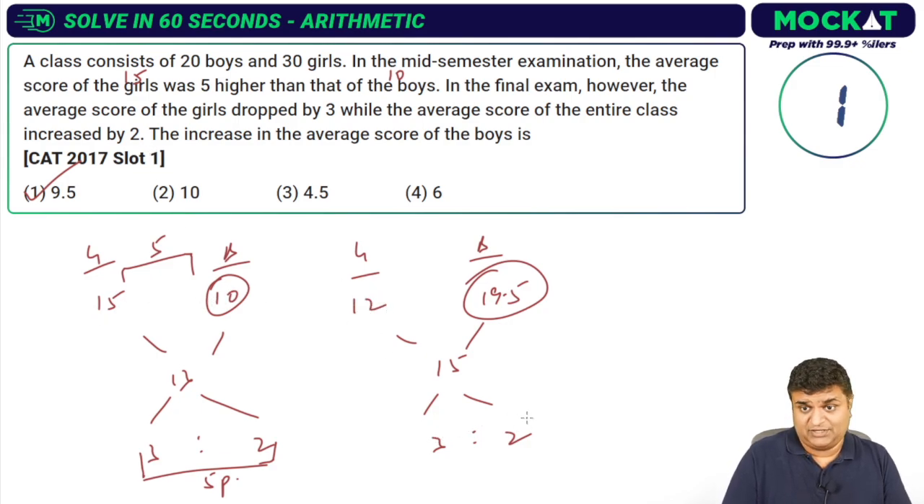Same ratio, girls and boys, no change over there. What's the average score of the boys? The difference over here, 15 minus 12, is 3. If 3 is 2 parts, each part is 1.5, right? So this difference over here is 3. If 3 is 2 parts, you have to look at the diagonal, right? Allegations. Each part is 1.5. This has to go up by 3 into 1.5, 4.5. So 15 plus 4.5 is 19.5. 10 to 19.5, that's a 9.5 increase, right? So that's the way you solve this question.